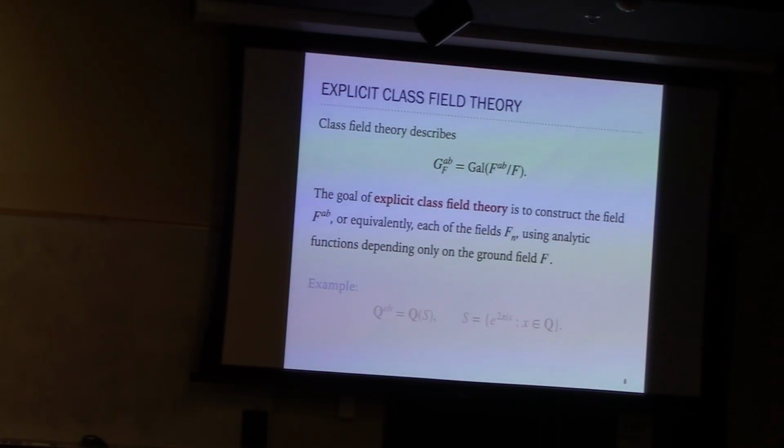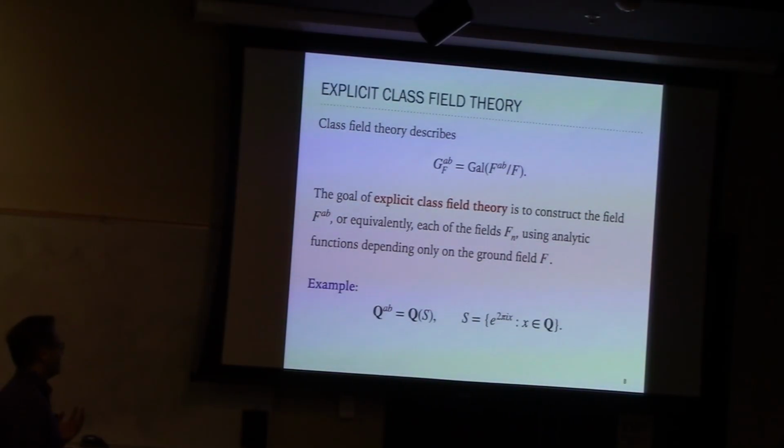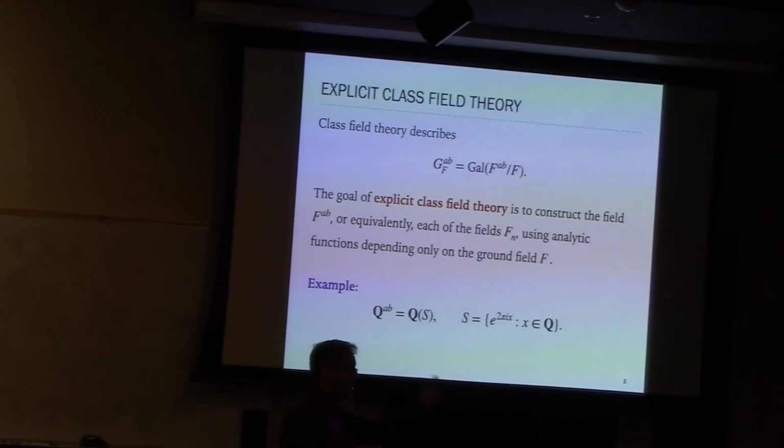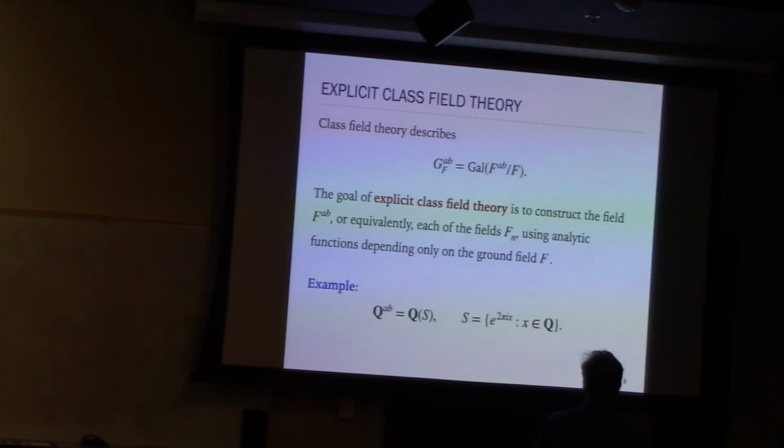So that's where the word explicit comes from, which is that we know what the Galois group of F^ab over F is. It's the inverse limit of these Galois groups of Fn over F, which I kind of described a little bit in the previous slide, right? So we know what the Galois group is, but we don't know what the field is. So we don't know what F^ab is, or equivalently what each of the fields Fn are. So you really want to have some description of what Fn is in terms of analytic functions depending only on the ground field. That's kind of the yoga of this. So you want to have, if you don't want to feed in information that kind of knows the answer, something that only knows the ground field F, and then from F spits out this abelian extension.